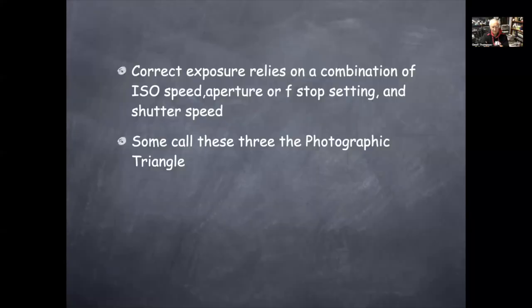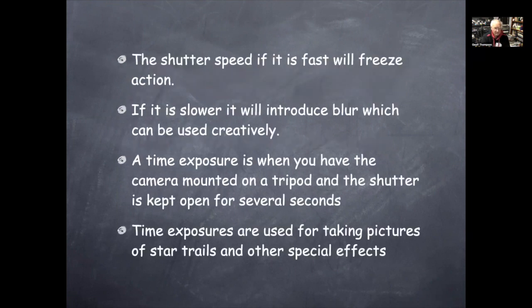Correct exposure, which is what it's all about with photography, relies on a combination of ISO speed, aperture or f-stop settings, and shutter speed. Some call these three the photographic triangle. The shutter speed, if it is fast, will freeze action. If it is slower, it will introduce blur, which can be used creatively. A time exposure is when you have the camera mounted on a tripod and the shutter is kept open for several seconds. Time exposures are used for taking pictures of star trails and other special effects, like nighttime scenes where there's not much movement involved.